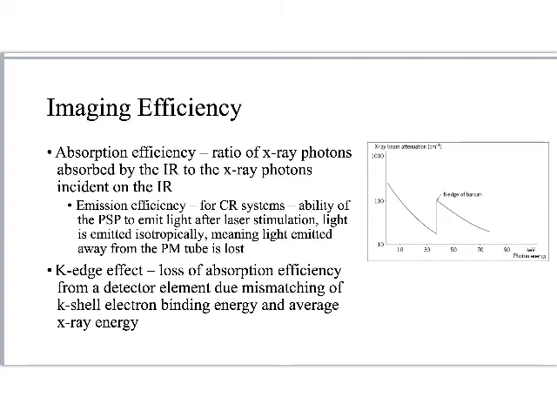This is the ratio of X-ray photons absorbed by the image receptor to the X-ray photons incident on the image receptor. What does that mean? It means that the image receptor is not going to get all of the X-rays that are supposed to be hitting it, right? So we're only going to be able to sample X number. The fewer X-ray photons that we're able to sample, the less efficient the image receptor is.